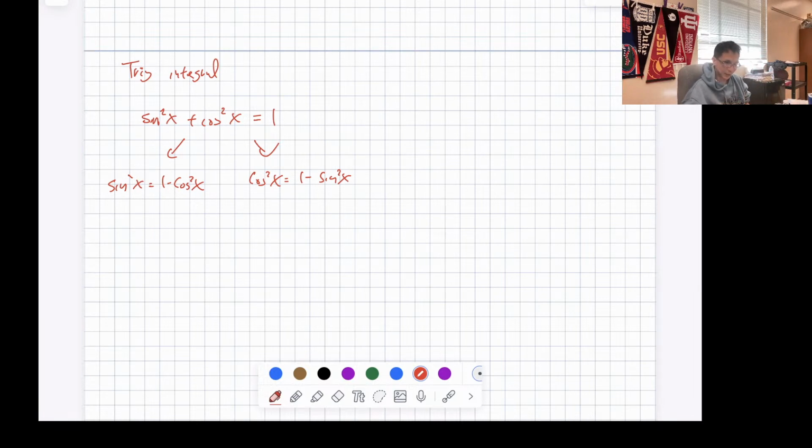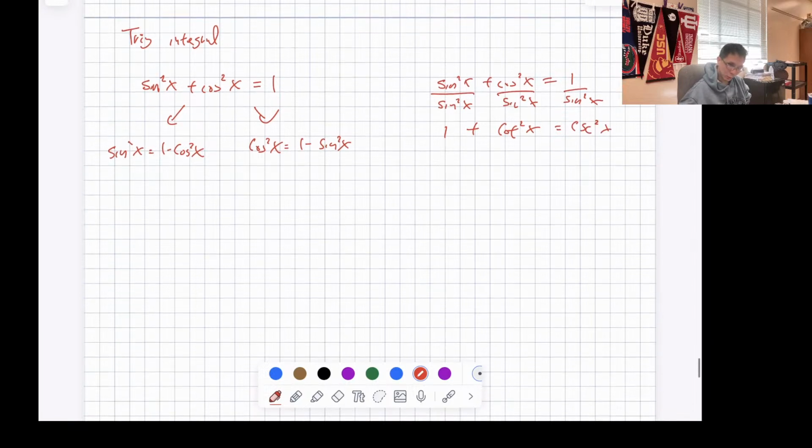Now, obviously, there is another one that you need to know. Sine square of x plus cosine square of x is equal to 1. You can divide everything by sine square of x, and that's going to be 1 plus cotangent square of x is equal to cosecant square of x. Or, sine square of x plus cosine square of x is equal to 1, I can divide everything by cosine square of x. That's equal to tangent square of x plus 1 equal to secant square of x.